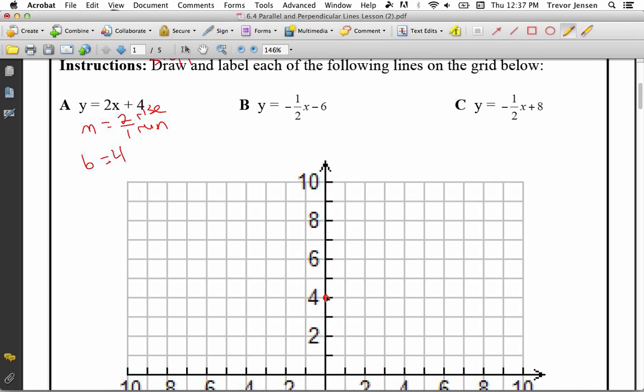So from my y-intercept at 4, I'm going to go up 2 units, and then right 1 unit, and there's my next point. And then keep doing this. So from that new point, go up 2, right 1 again, up 2, right 1 again.